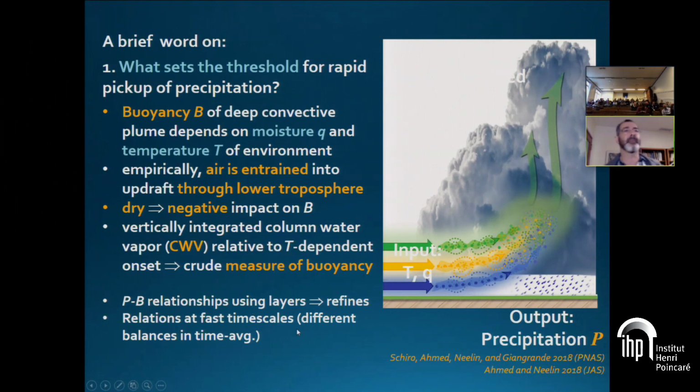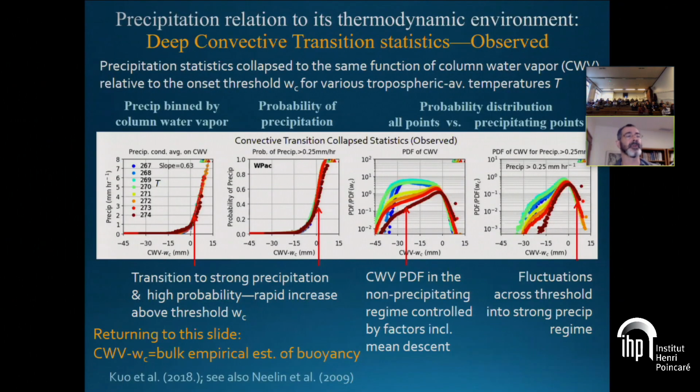And then I should also mention that everything I'm saying here holds for relationships at fast time scales. You're looking at instantaneous to hourly type data in all of this talk, because the long-term time average obeys different balances involving different large-scale balances of the energy and moisture equations.